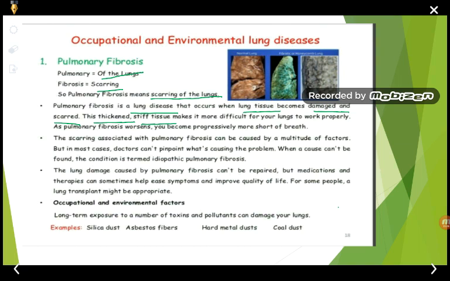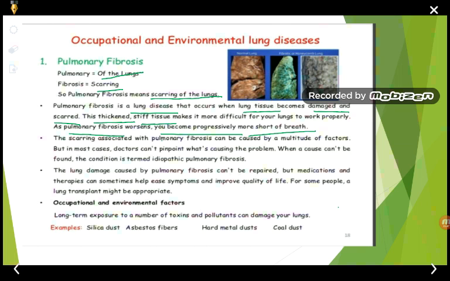So if the tissues become hard and thickened, then they are not able to contract or expand easily, or not able to breathe in and breathe out so easily. So it interferes with the function of the lungs. As a pulmonary fibrosis patient, you become progressively more short of breath. Breathing becomes difficult because it stiffens the tissues of the lungs.